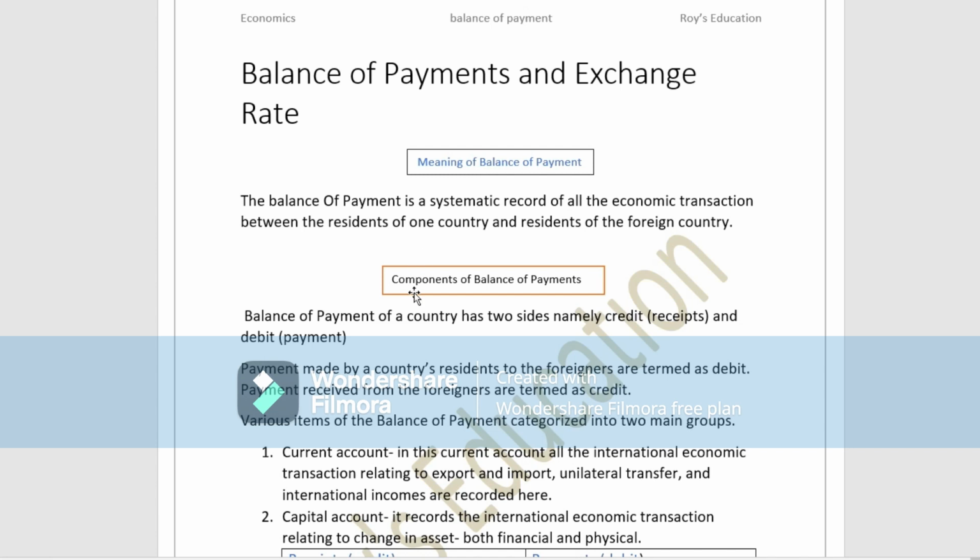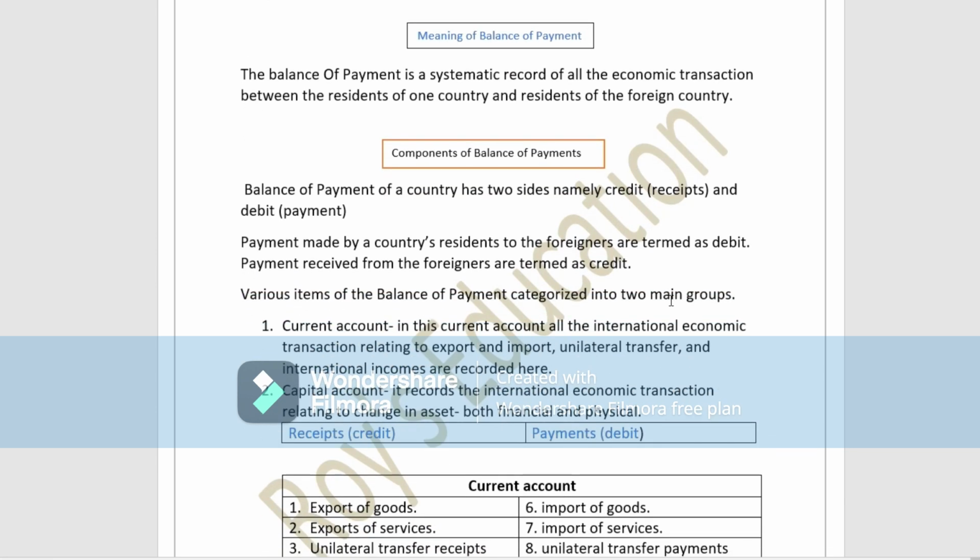Now let us see what are the components of the balance of payment. The balance of payment of a country has two sides, namely one receipt side and one payment side. The receipt side is called the credit side and the payment side is called the debit side.